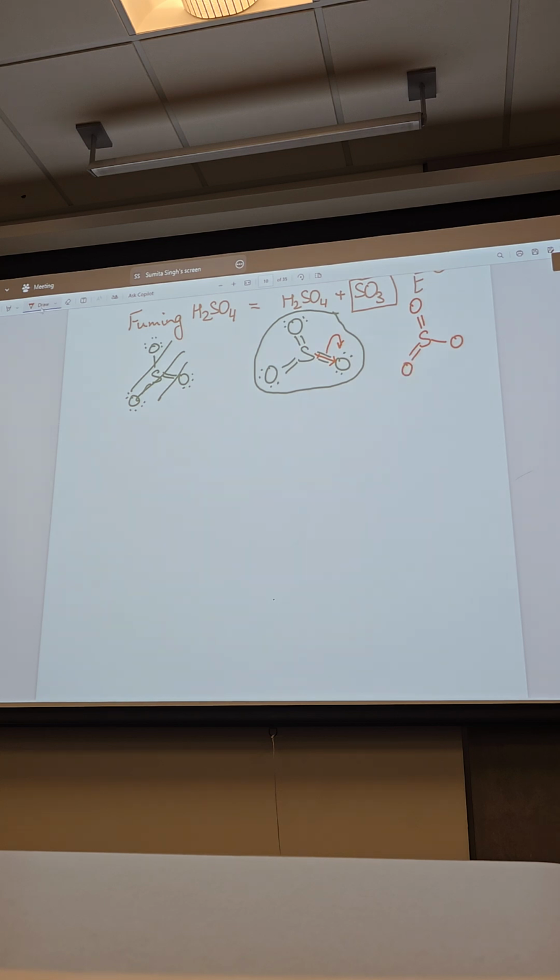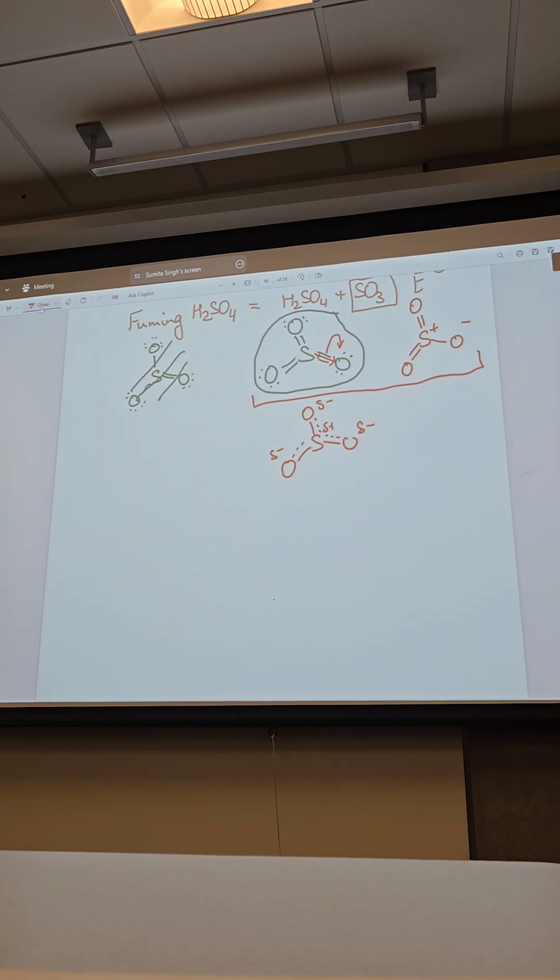What are the charges? Positive on the sulfur, negative on the oxygen. So what's the hybrid? Remember, resonance structures do not exist. What exists is the hybrid. What's the hybrid? Dotted line between sulfur and all three oxygens. Isn't that right?